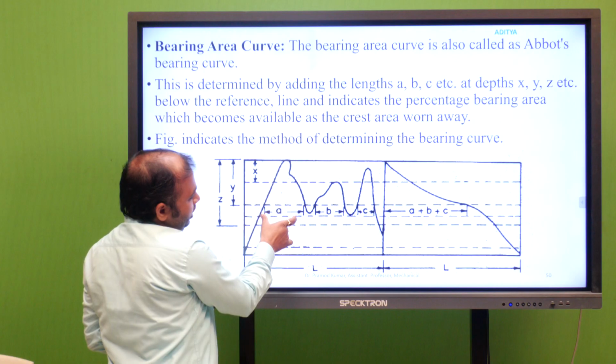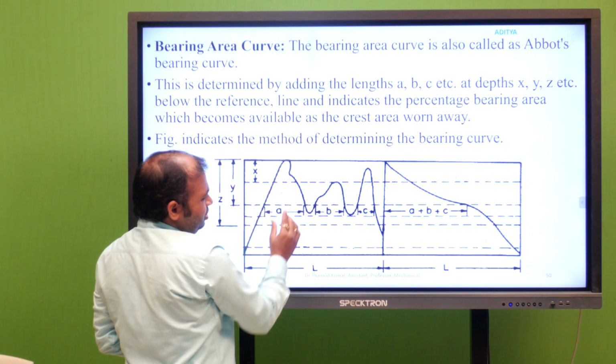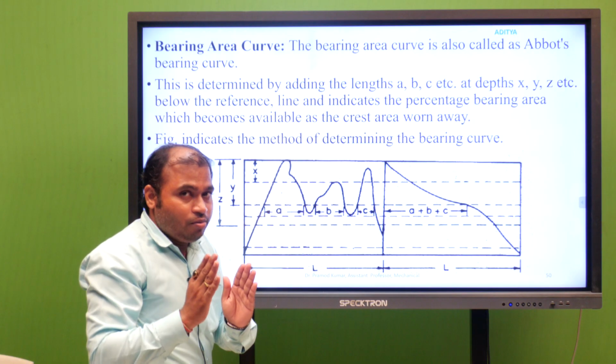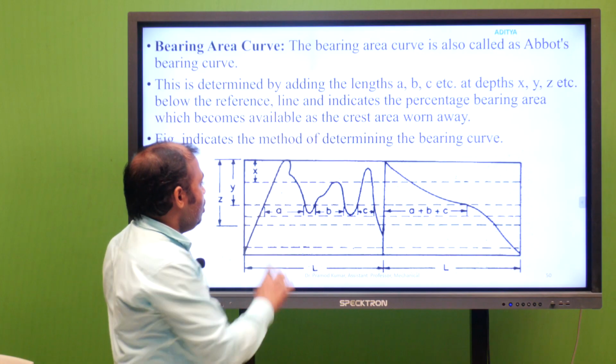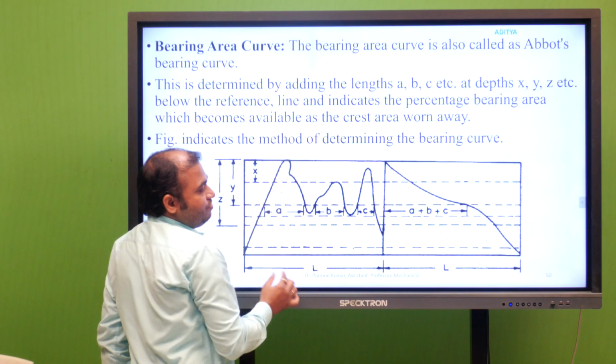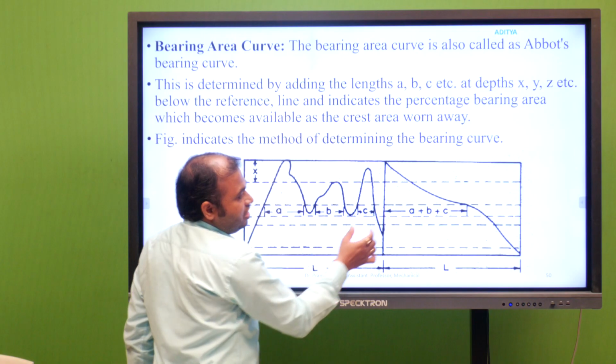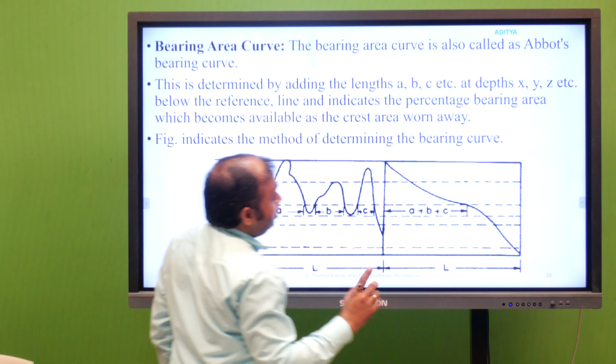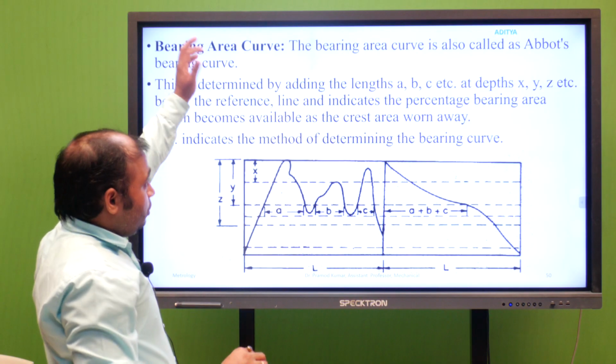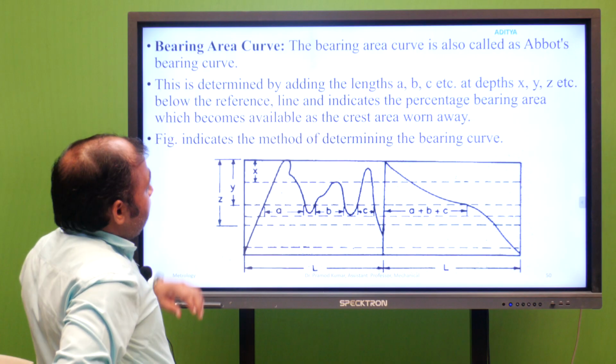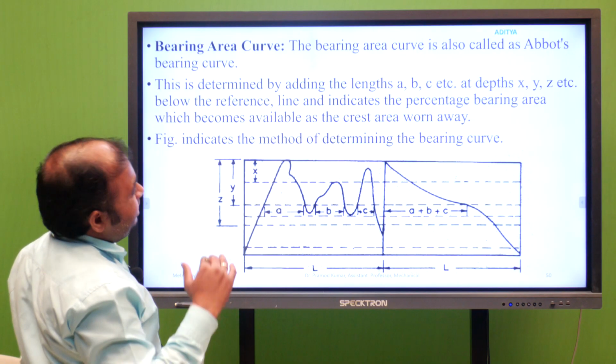This Abbott length A, B, have some flaws, and I will leave that. This complete I have taken. I have left this B. I have left this C. Here I have taken, I have left that, like this. Now you can say this is also Abbott. This is determined by adding the length A, B, C, etc.